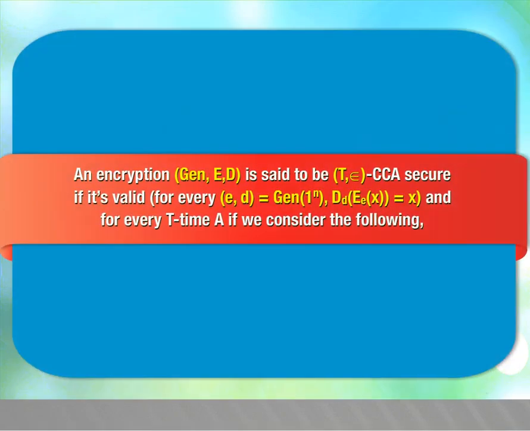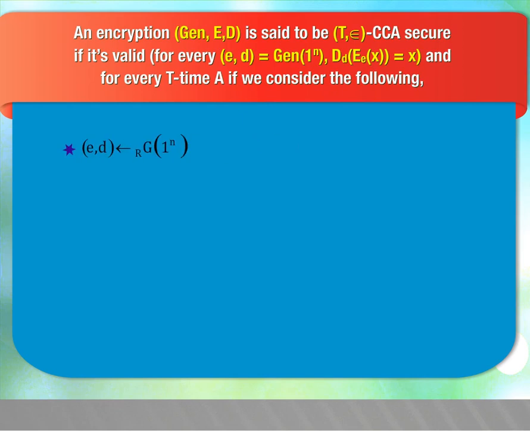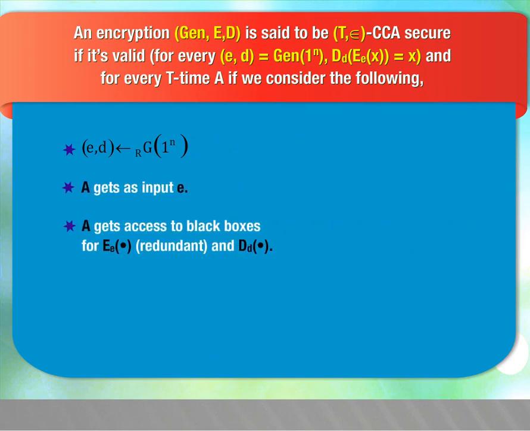An encryption scheme (GEN, E, D) is said to be (T, epsilon) CCA secure if it is valid, meaning for every (E, D) = GEN(1^n), D(E(x)) = x, and for every T-time A, if we consider the following: (E, D) is generated by GEN(1^n). A gets as input E. A gets access to black boxes for E(.) and D(.).